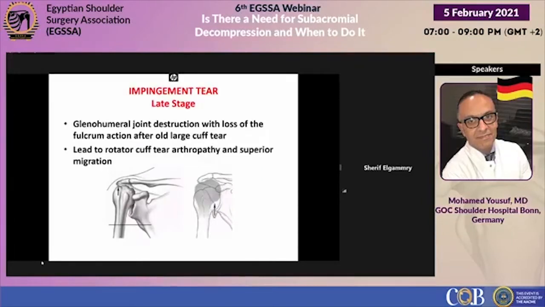Neer classified the rotator cuff tears into traumatic tears, acute dislocation, multidirectional instability, and impingement tears, in which the impingement tears make up 95% of all. He stated that glenohumeral joint destruction with loss of the fulcrum action after old large tear can lead to rotator cuff tear arthropathy and superior migration of the head causing impingements.